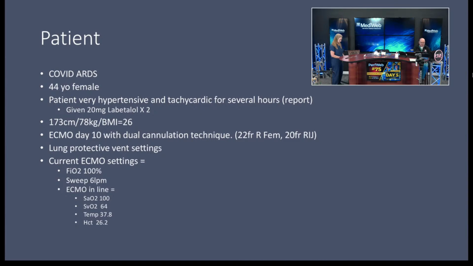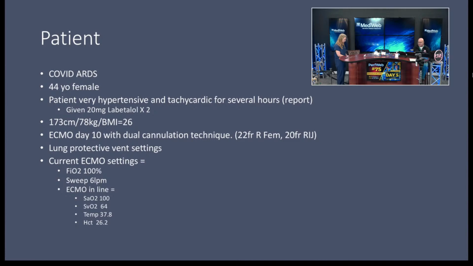Patient has been on ECMO for 10 days with dual cannulation technique, which means there's a femoral venous cannula, this one that I talked about earlier, in the right femoral vein up to the right atrium, and this one in the right IJ. And actually, with the dual cannulation technique, the tip would be down in the IVC. You wouldn't want it all the way in the right atrium. It would increase recirculation. But nevertheless, you have femoral venous drainage and you have right IJ return.